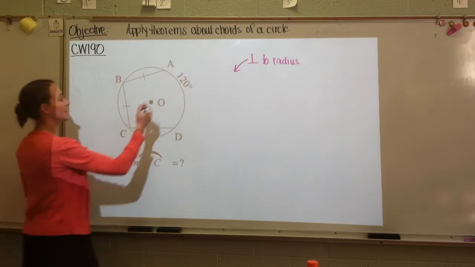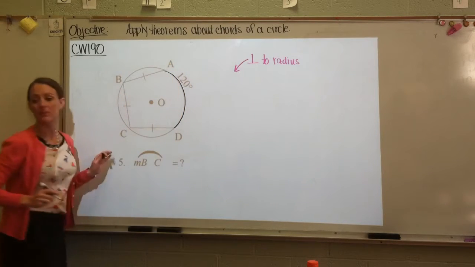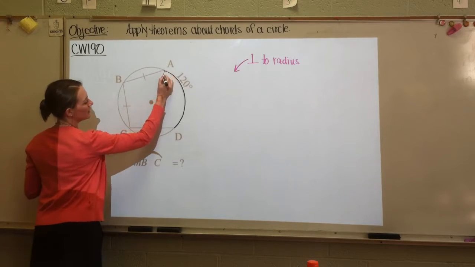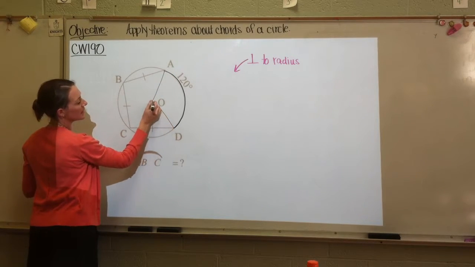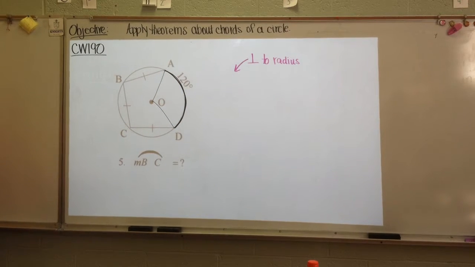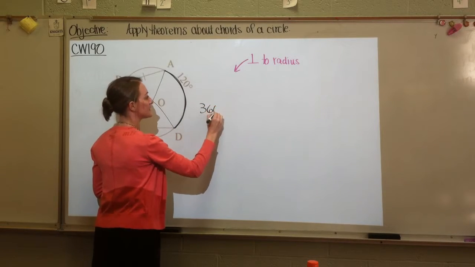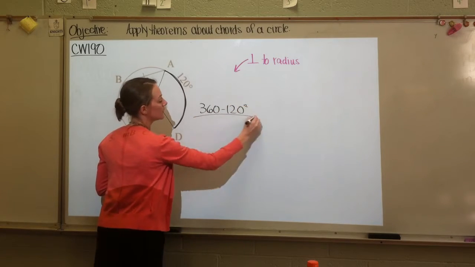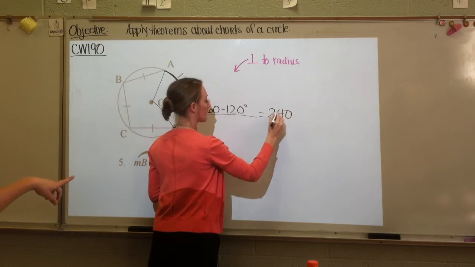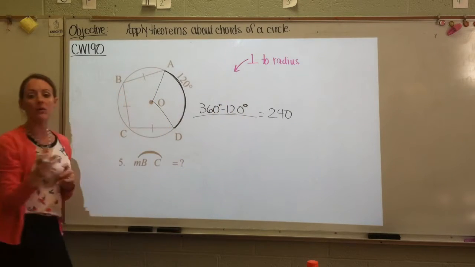All right, what is 120? This central angle right here is 120, so the measure of this arc is 120 degrees. What's the measure of the whole circle? 360. So we're going to have 360 minus 120, which is what? 240 degrees. Okay, so now, what do you know?